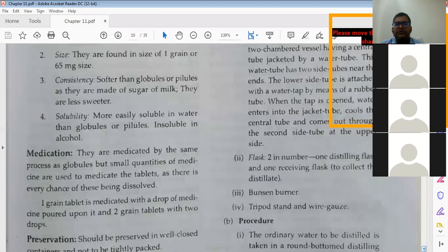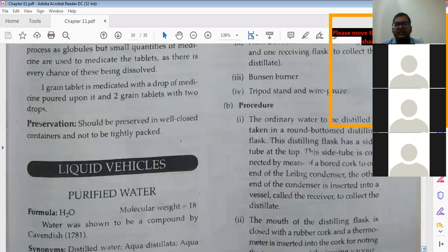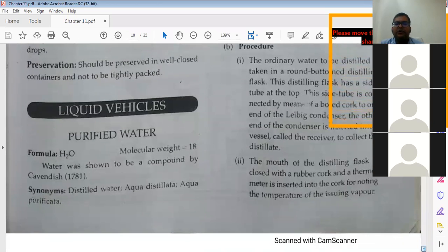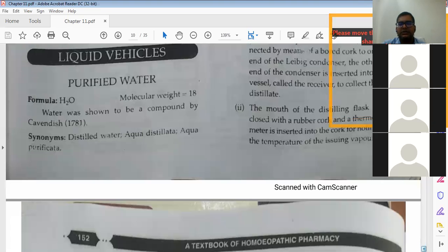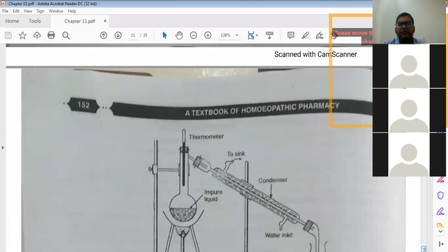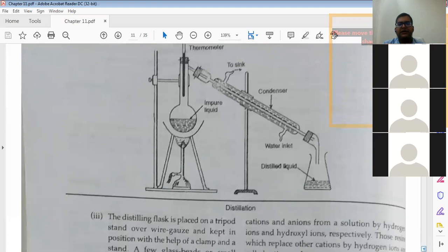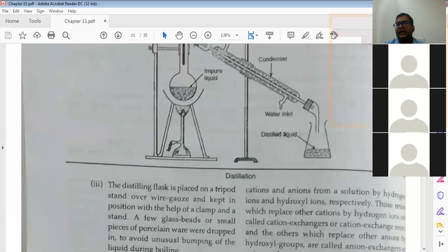Then we have to use the flask. Then the procedure is there. The procedure you already know about: the preparation of purified water or liquid vehicles. We will not go much into this. This is the distillator. Remember this water distillation process.